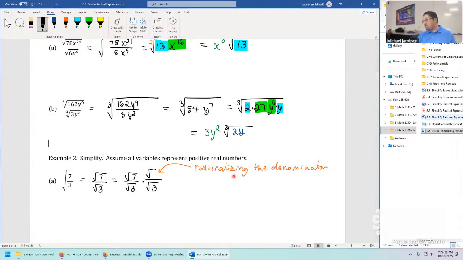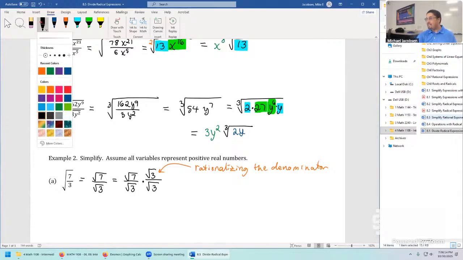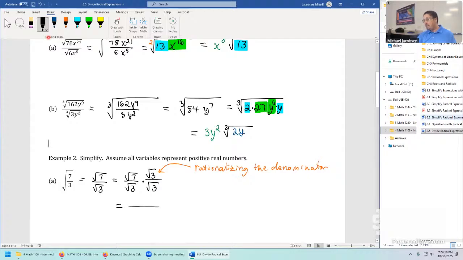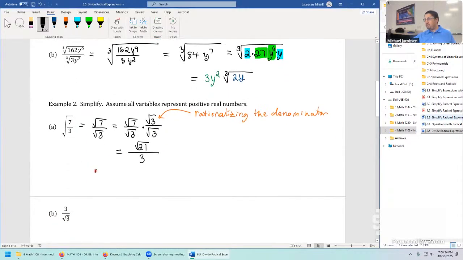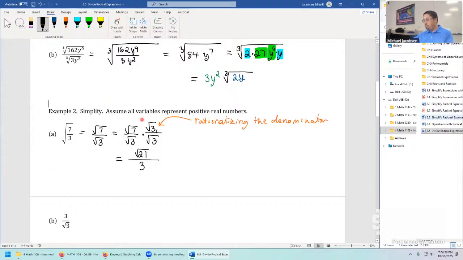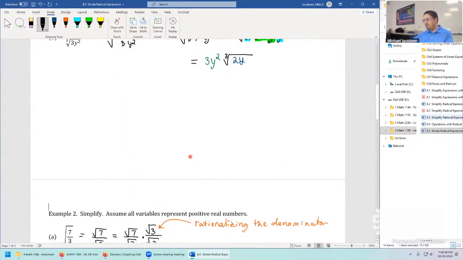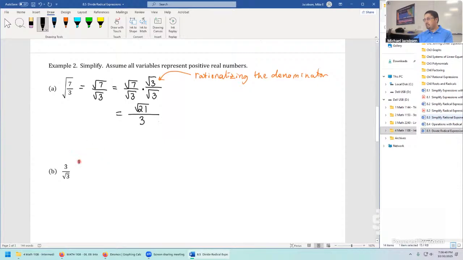Doesn't mean we're trying to reason with it or something like that. It just means we're trying to put in an actual rational number. So across the denominator, root 3 times root 3 gives us 3. Across the numerator, root 7 times root 3 gives us root 21. At this stage, the problem is over. So if we have a root with a fraction, this would be the strategy. Let's put this one on a new page so we can just keep all the concepts together for example 2.